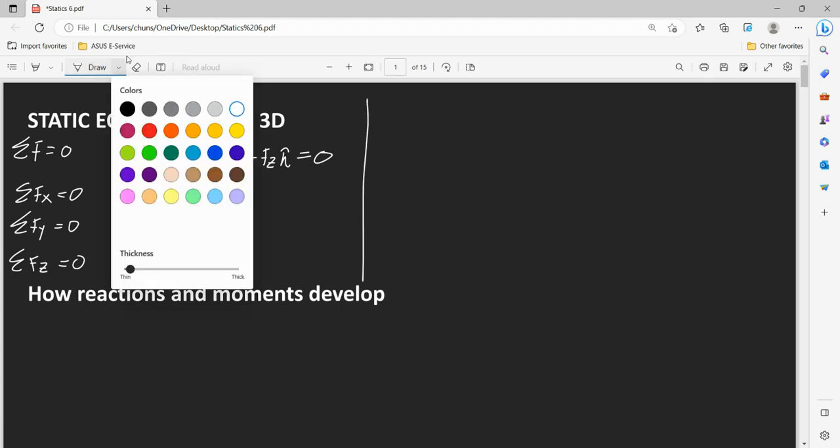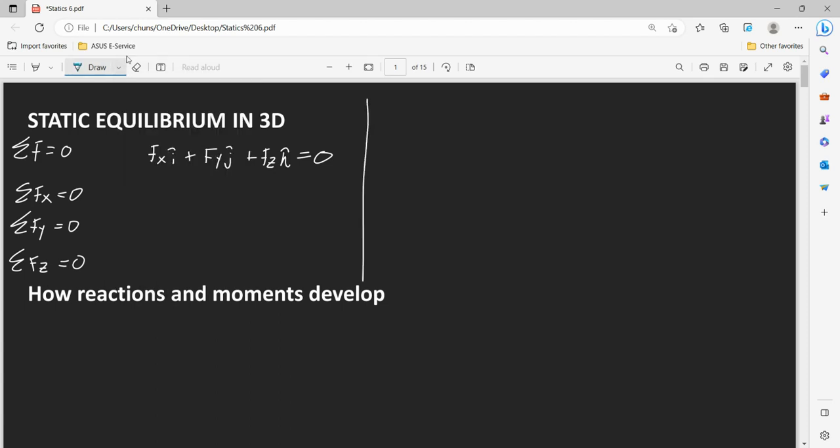In addition to that, we also want our total moments to equal 0. So that's to say that our moment about our x-axis plus our moment about our y-axis plus our moment about our z-axis is equal to 0. So that means each component must equal 0 itself.